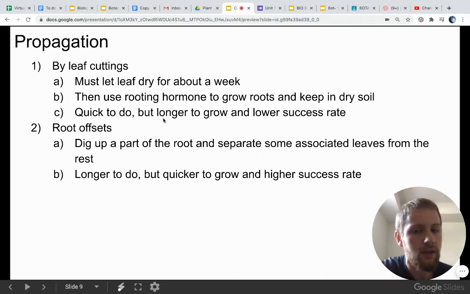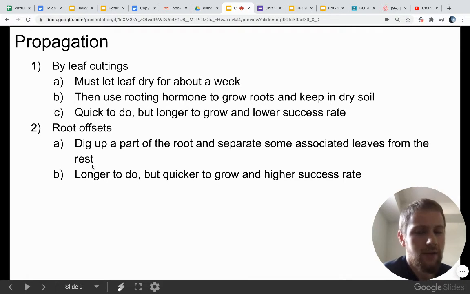So this is quick to do, takes longer to grow the roots, and it's a lower success rate, but we're going to try it. We are scientists. Let's give it a try. And we would be able to tell that the plant has died if it gets a red leaf or a brown leaf. But if it stays nice and green, we are good to go. So let's hope the majority of ours do.